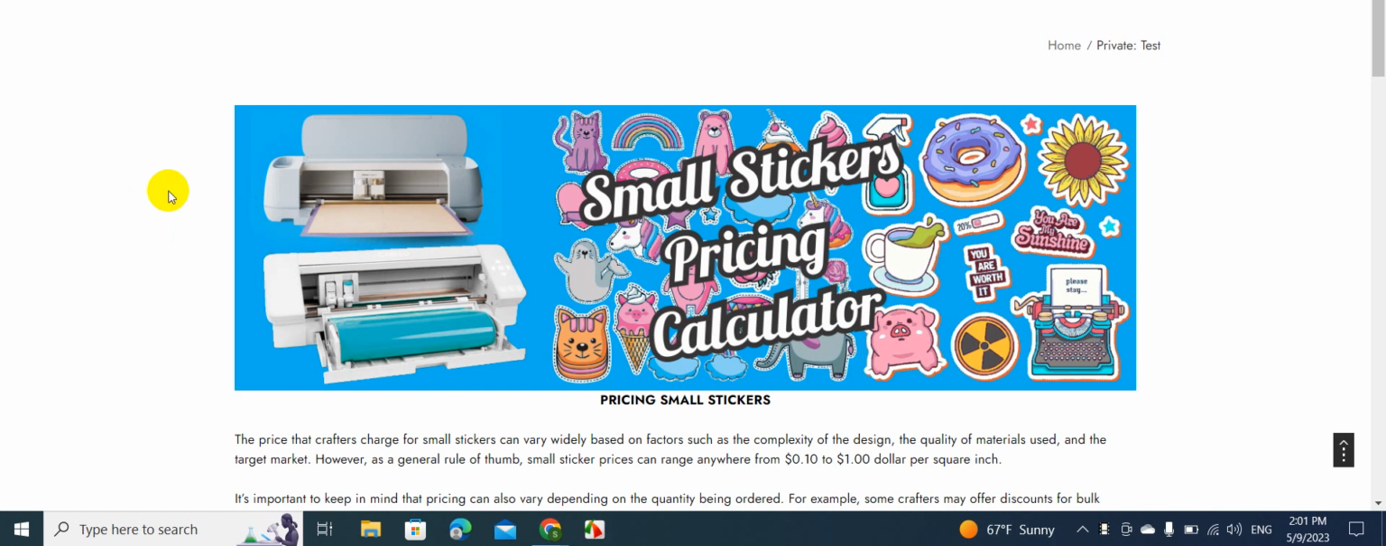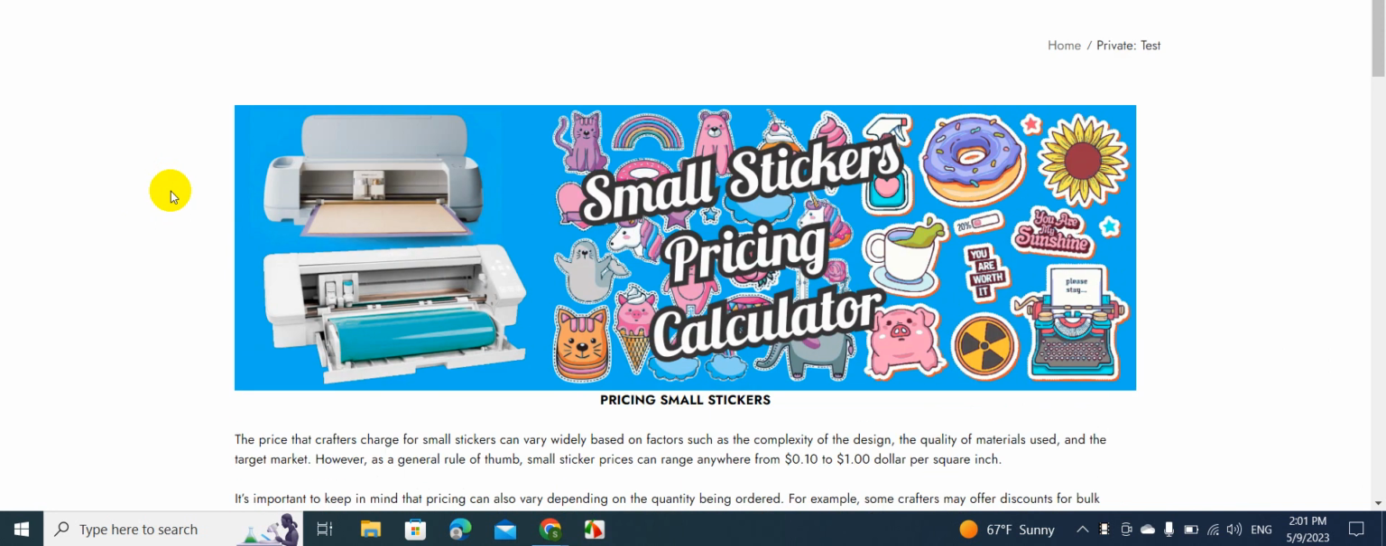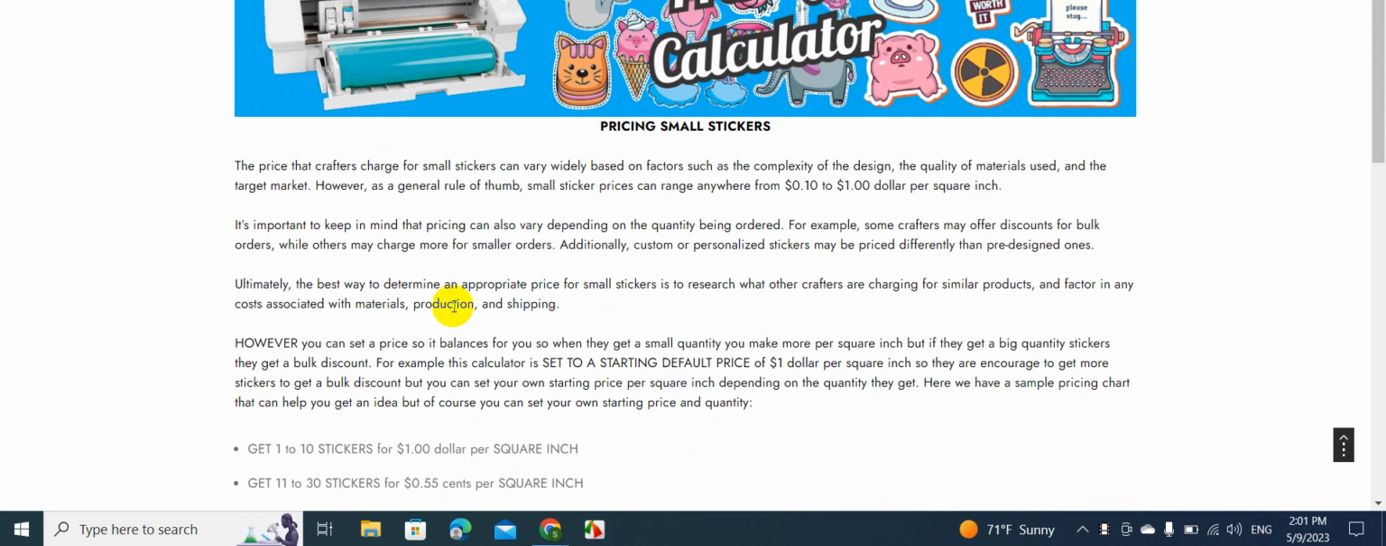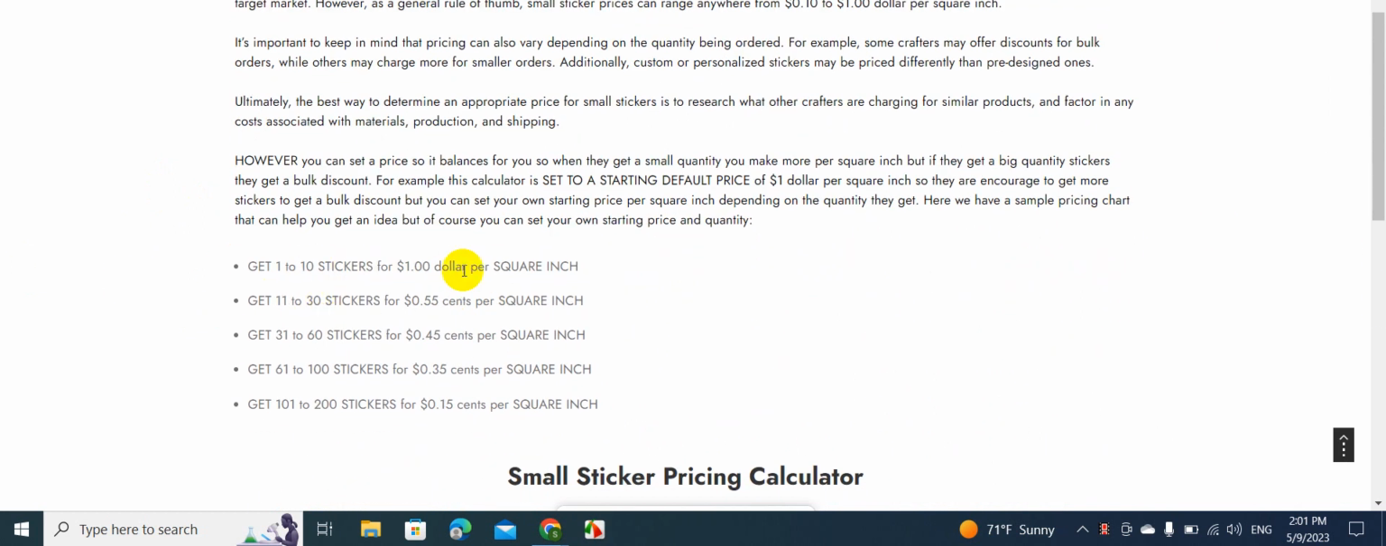It's a calculator to estimate small stickers, and I set it up on my web page, and I wrote down the instructions of how the calculator works. This is a system that I developed, or formula, you could say, for how I price my stickers based on the quantity and the square inch.